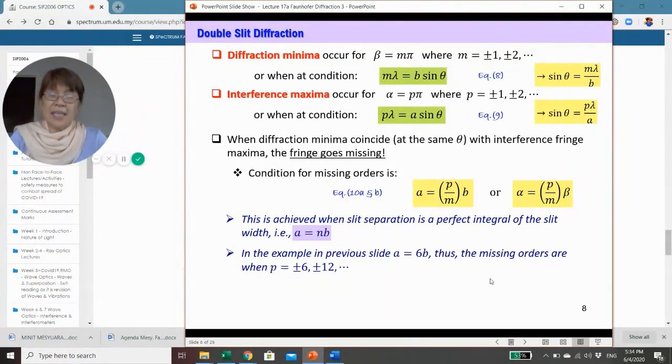So this is achieved when the slit separation is a perfect integral multiple of the slit width. So here we have a equals a perfect integral multiple of the slit width. In the previous example, a equals 6b. And the missing orders, therefore, will occur when p equals 6, 12, and so on. So multiples of 6 because of this.